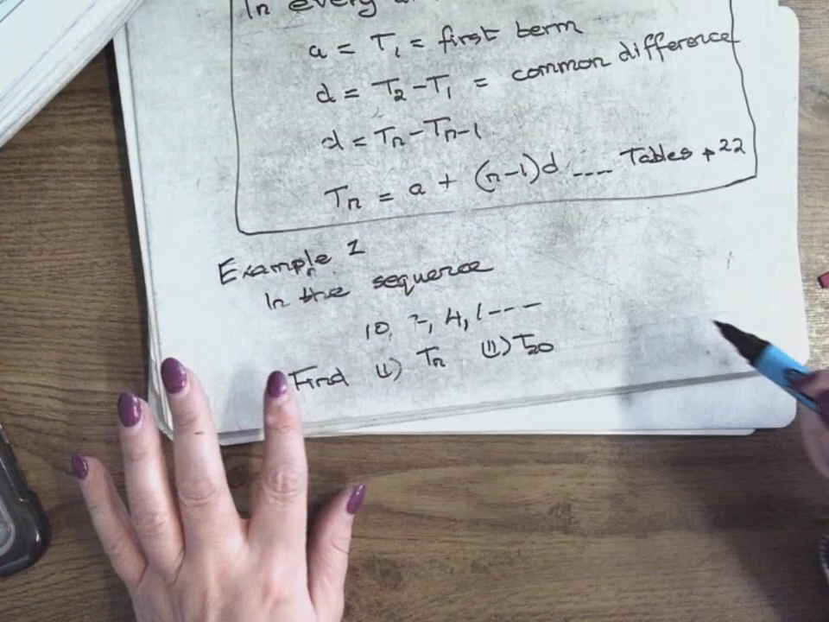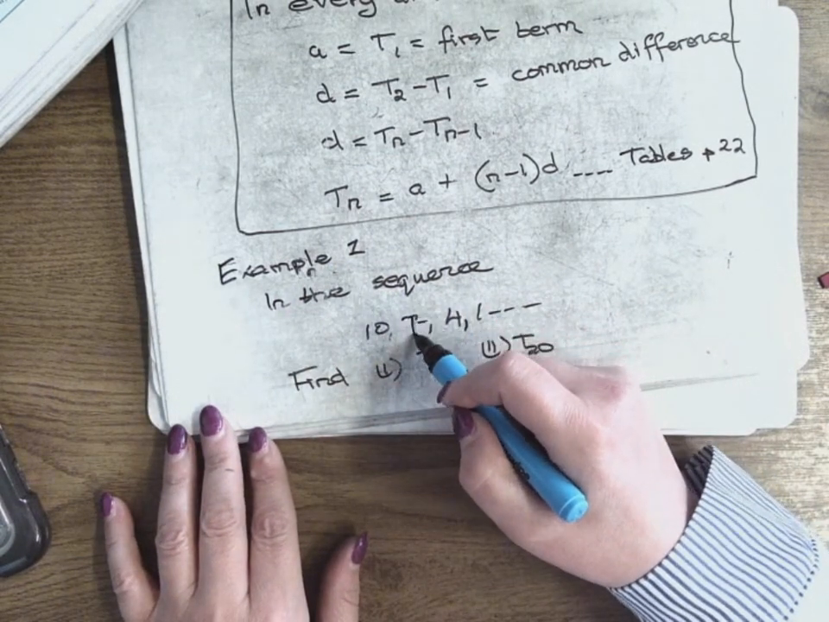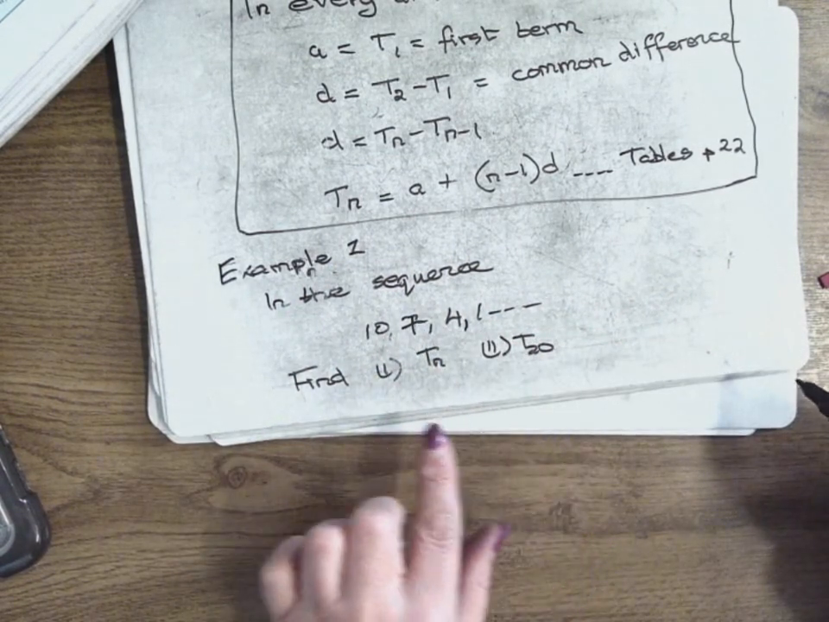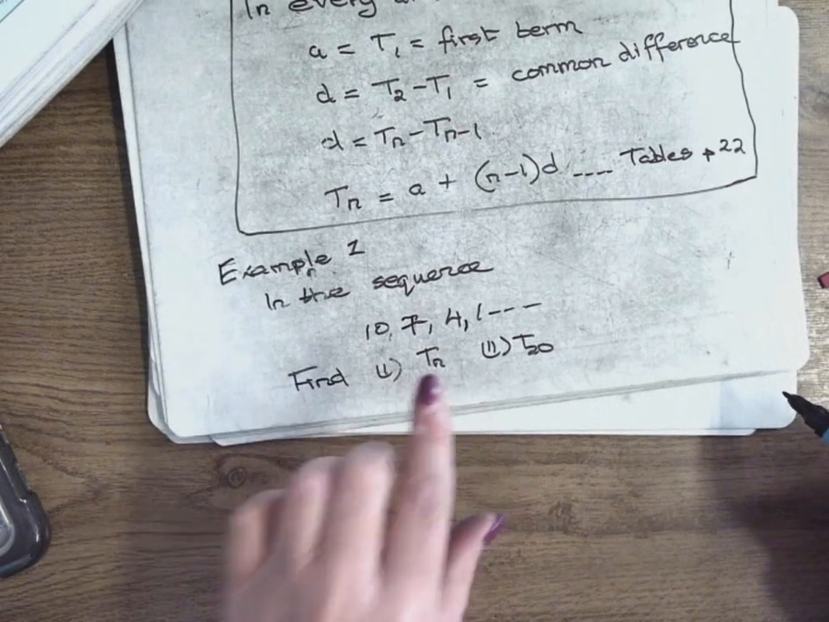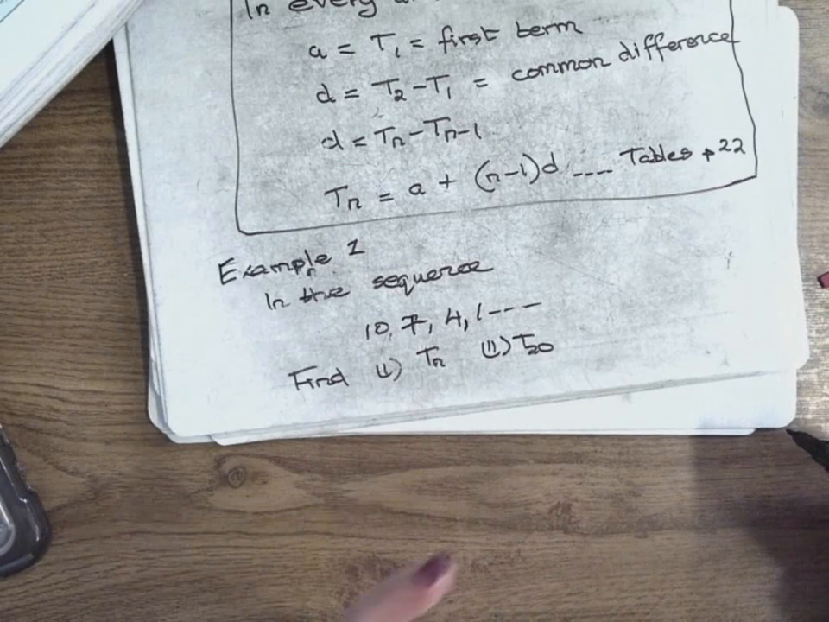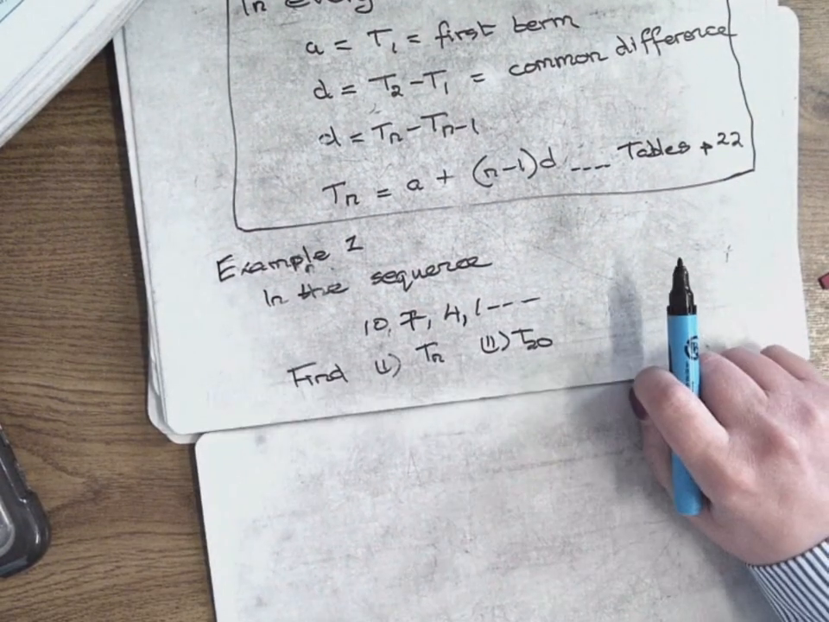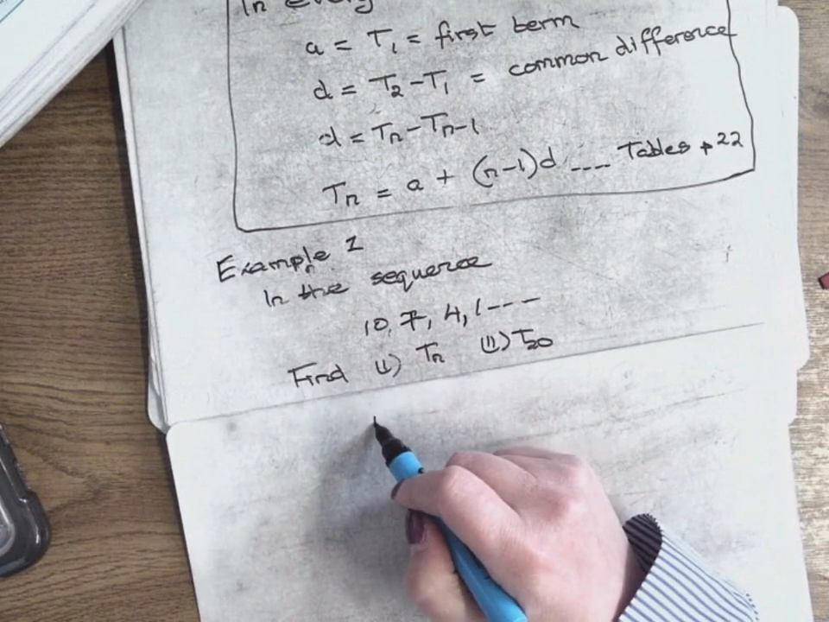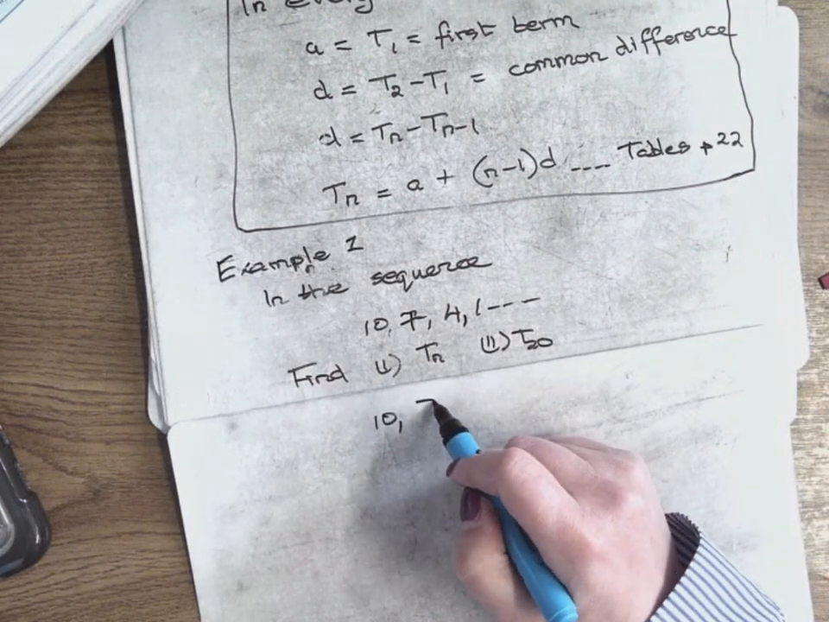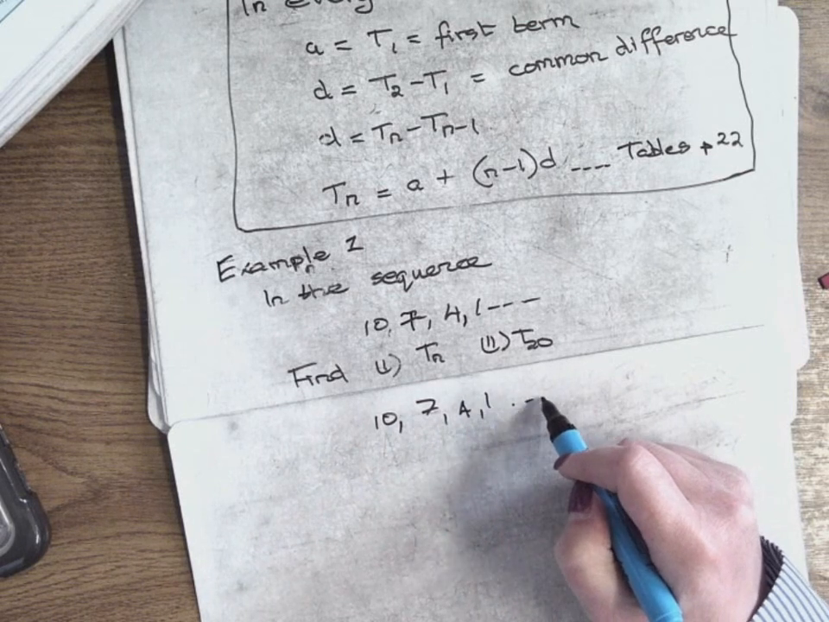Okay, so example 1. In the sequence 10, 7, 4, 1, find Tn using the formula, and then hence find T20. So use your answer to find term number 20. Okay, so the sequence is 10, 7, 4, 1.